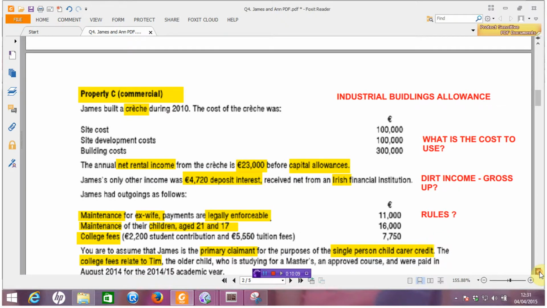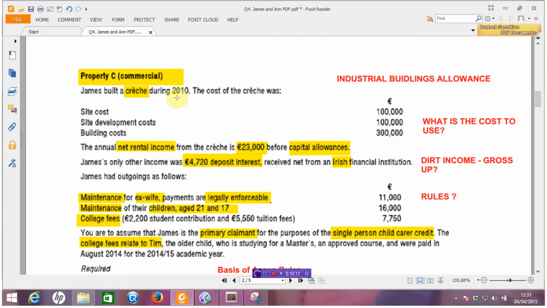This property C does include what we would refer to as this industrial building. Again, not included within your income tax sections, included within the corporation tax section of your text. So this may have caused difficulties for you, of course. In terms of this property, it's obviously commercial. It's a creche. It's being run as a business. Certainly not residential. They give you a series of costs here in relation to this building of the creche.